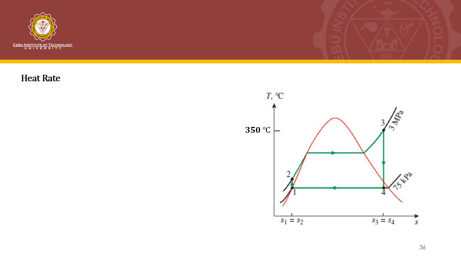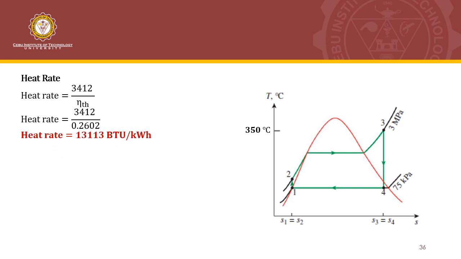And then we have the heat rate. If you can remember, the heat rate is just the amount of energy used by the electrical generator or the power plant to generate 1 kilowatt hour of electricity. So the heat rate is just 3412 divided by the thermal efficiency. We know that the thermal efficiency is 0.2602. So that's why the heat rate is 30,113 BTU per kilowatt hour. It means that in order to produce 1 kilowatt hour, you need 30,113 BTU of energy.